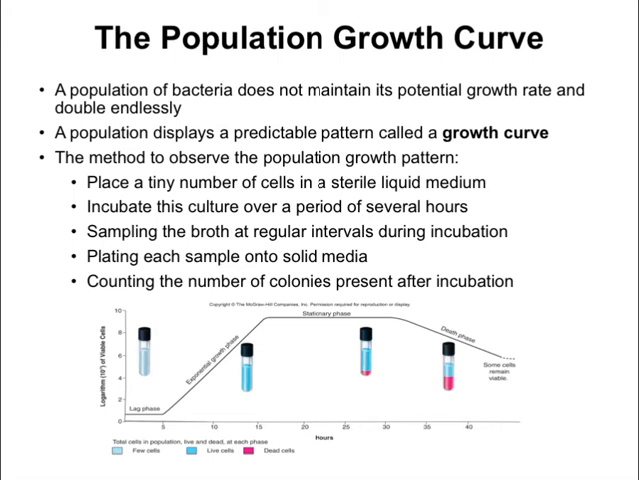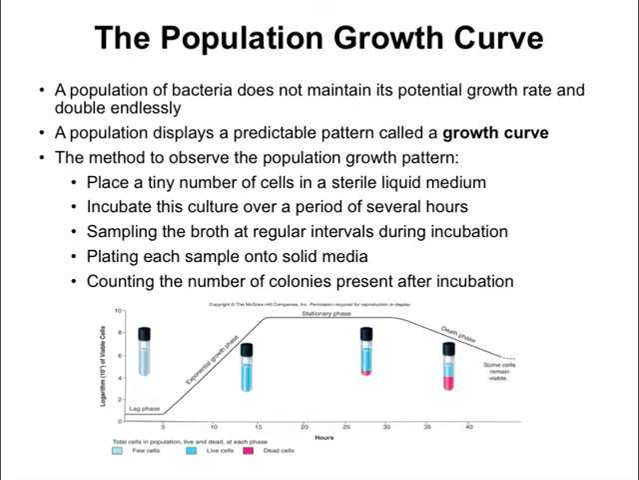So we've talked about the rate at which bacteria grow. However, a population of bacteria does not maintain its potential growth rate endlessly. The population will actually display a predictable pattern called a growth curve, and this growth curve is obviously dependent on the nutrients and such available. The method we use to observe a population growth pattern is by placing a tiny number of cells in a sterile liquid medium. We incubate this culture over a period of several hours, and then sample the broth at regular intervals during incubation.